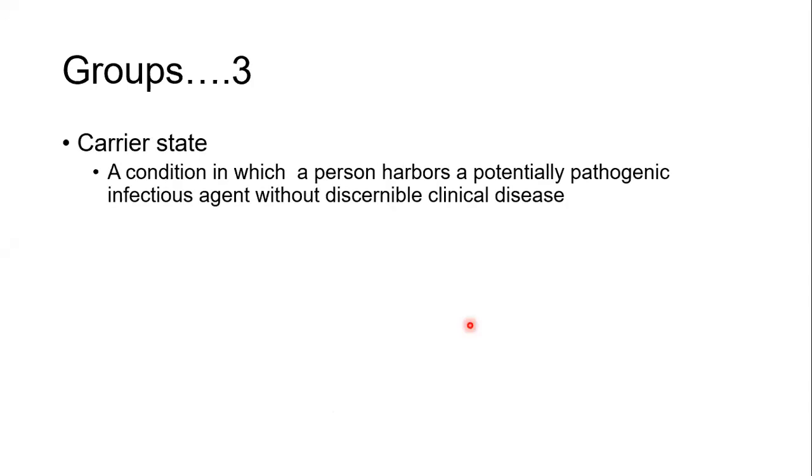The third one is the carrier state, and this is a condition in which a person carries a potentially pathogenic infectious agent without causing any visible clinical disease. And I think the most commonly described case is Typhoid Mary, a lady who was carrying the typhoid bacteria, that's Salmonella typhi, but was not showing any symptoms of disease, but managed to spread bacteria to many people and cause infections. So that's just the third state.